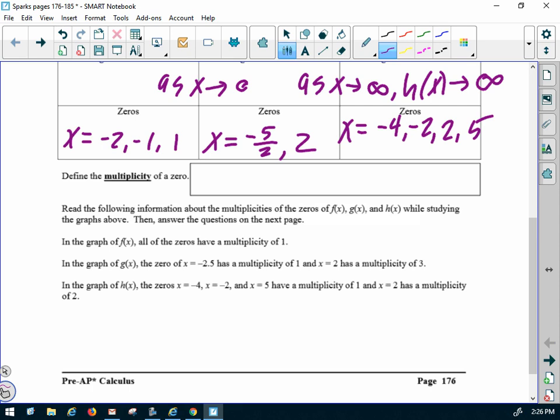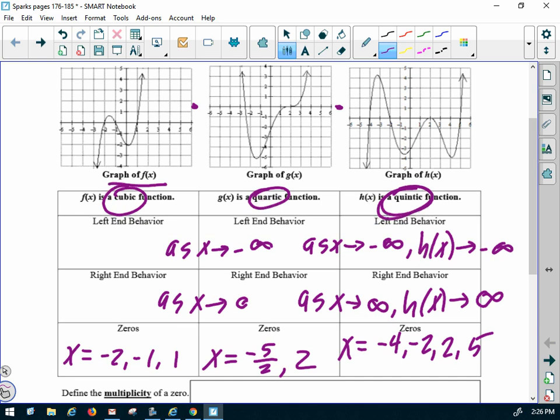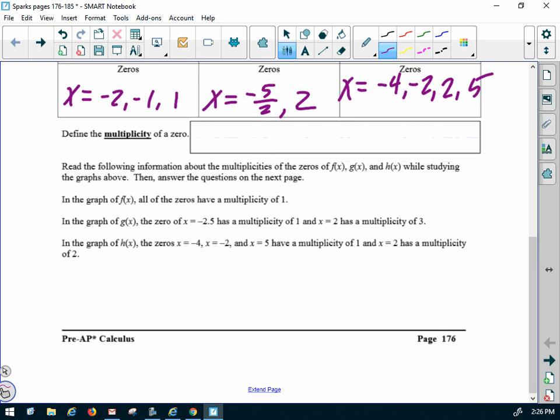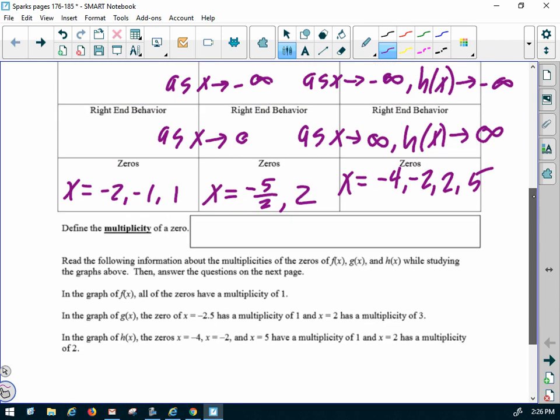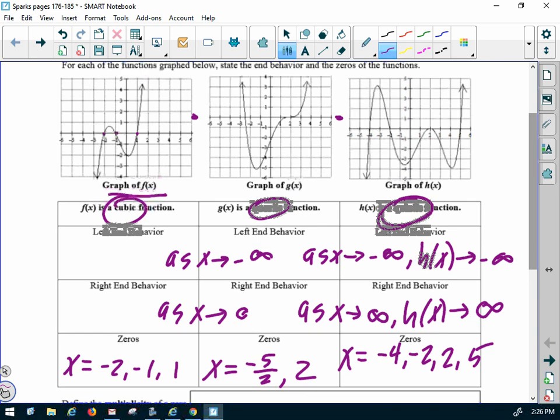Now, you're given some information right here. So I'm going to have to go back and forth. Look at the graph of f. All the zeros have multiplicity 1. All of these zeros right here have multiplicity 1. Look at G. The 0 of negative 2.5 has a multiplicity 1, and x equals 2 has a multiplicity 3. 1, and here 3 times.